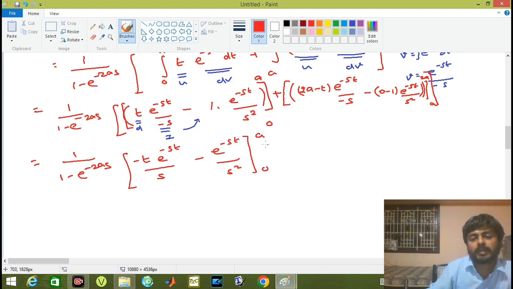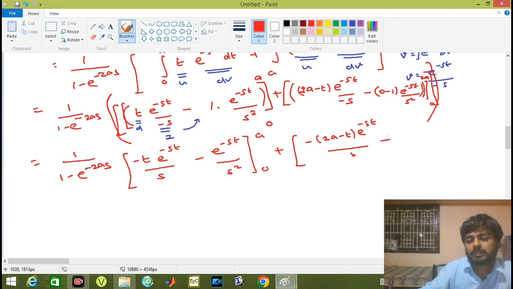Then the limits are 0 to a. Then this is common. What is common? 1 by 1 minus e power minus 2as is common. Okay, 0 to a. Then plus, minus of 2a minus t e power of minus st by s. This minus of minus 1 becomes plus. So plus e power of minus st by s square.